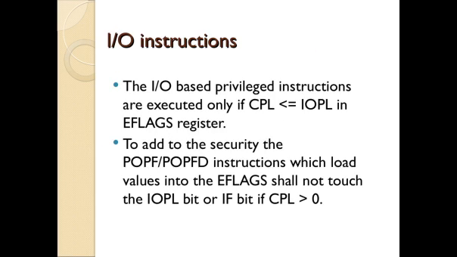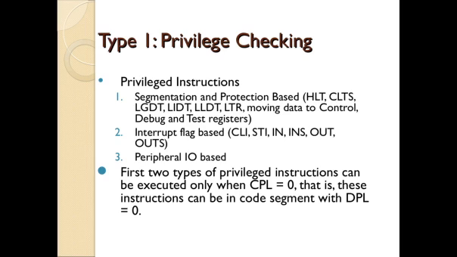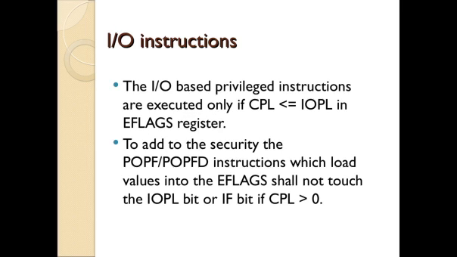The IO instructions, the third type, the peripheral IO based. The IO based privileged instructions can be executed only if CPL is less than or equal to IOPL in the EFLAGS register. So here the condition is CPL should be less than or equal to IOPL, the input output privilege level.